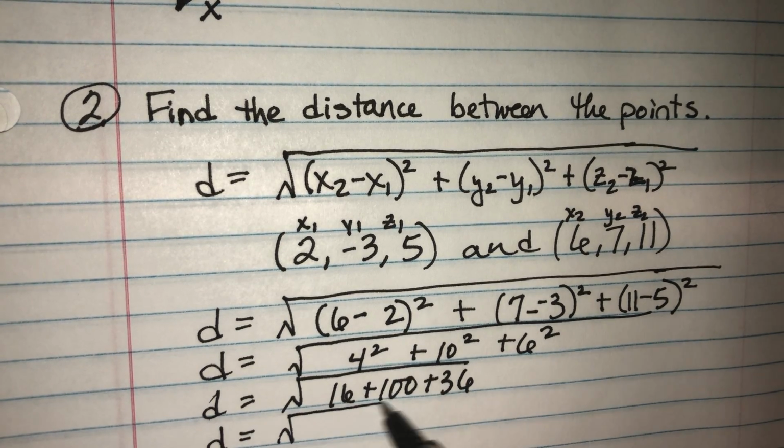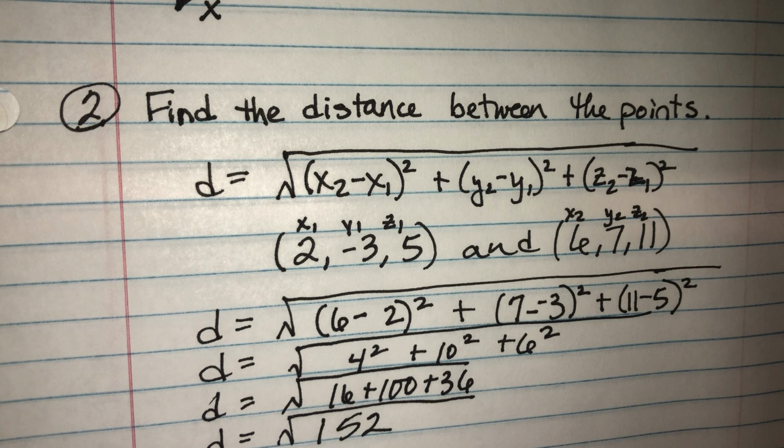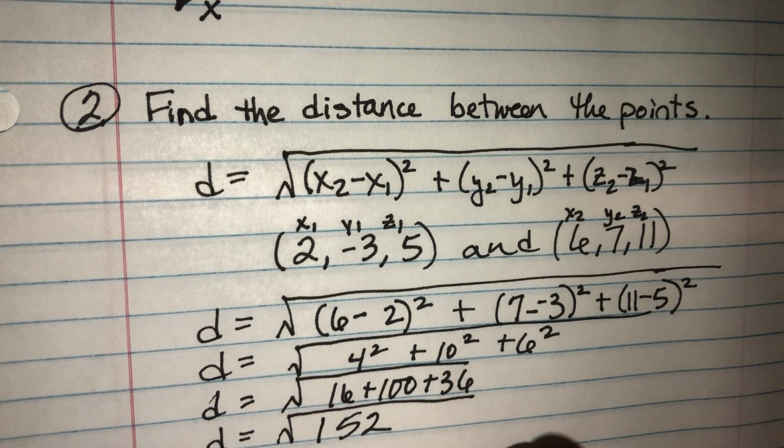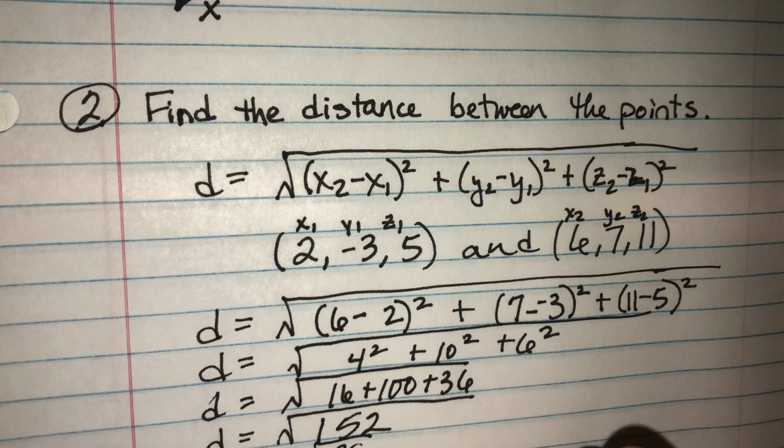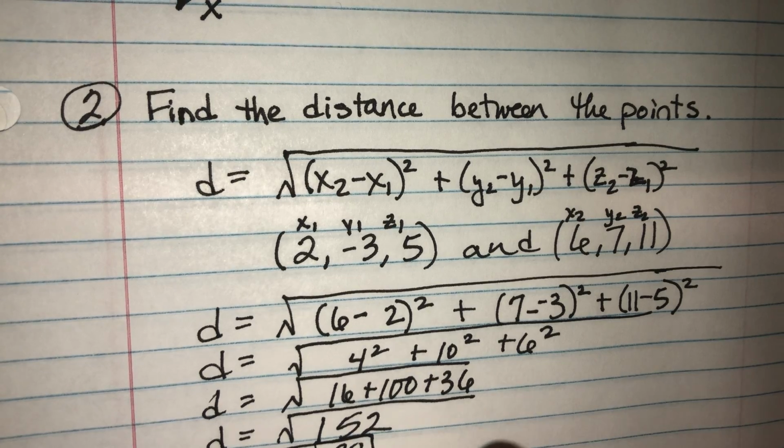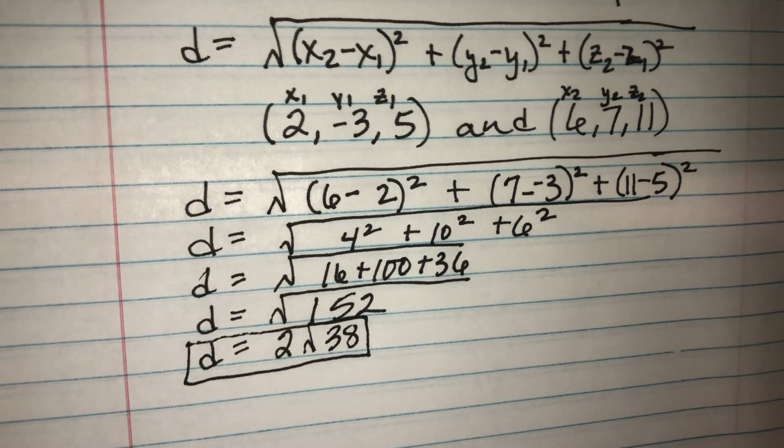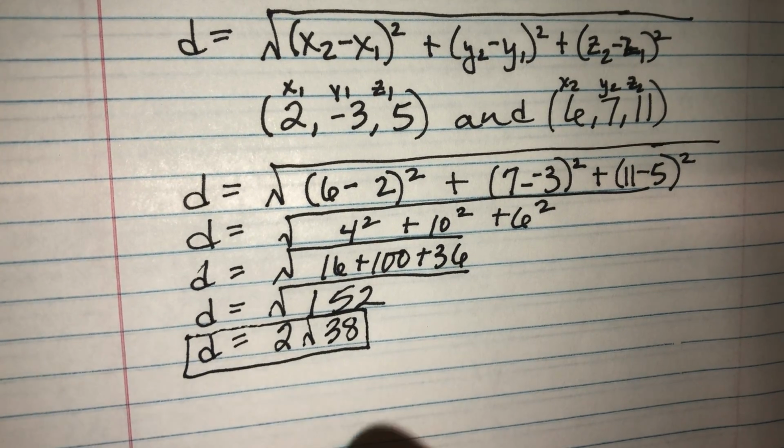So the distance is equal to the square root of 152. And that is not a square number, but it does have a square factor. 4 goes into 152. So we can pull the 4 out. 2 on the square root of, that would leave 38. 4 times 38. Yeah. So that's the answer. There we go. Okay, so we did distance.